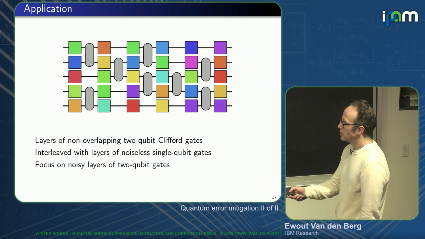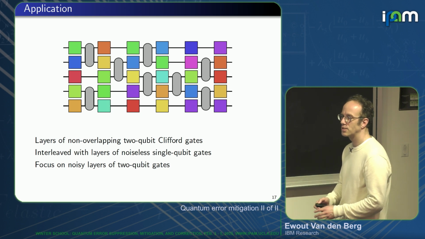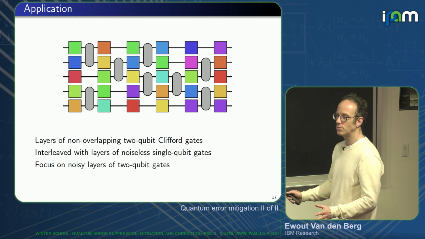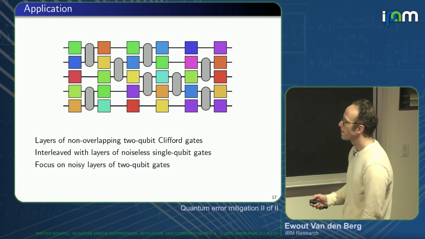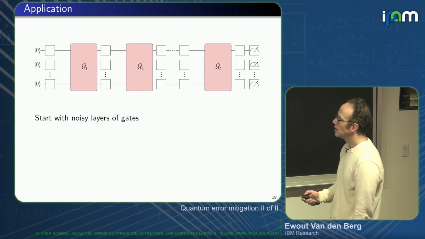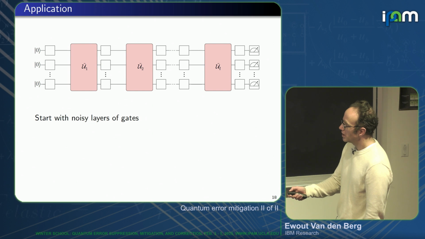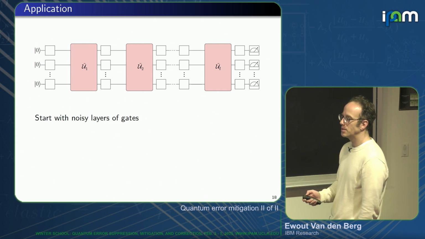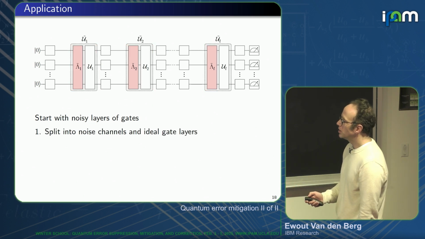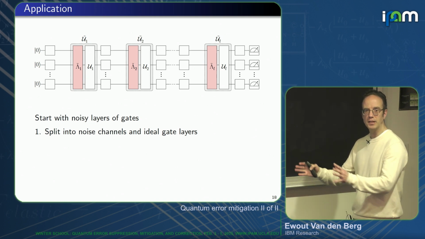We focus mostly on the noisy layers of 2-qubit gates. We just assume that the single qubit gates are so much better than the 2-qubit gates that we don't worry about noise on them. So we just look at these terms here. We start with some noisy layers of gates with the single qubit gates in between. We split the noisy gates into the noise channel and the ideal gate.